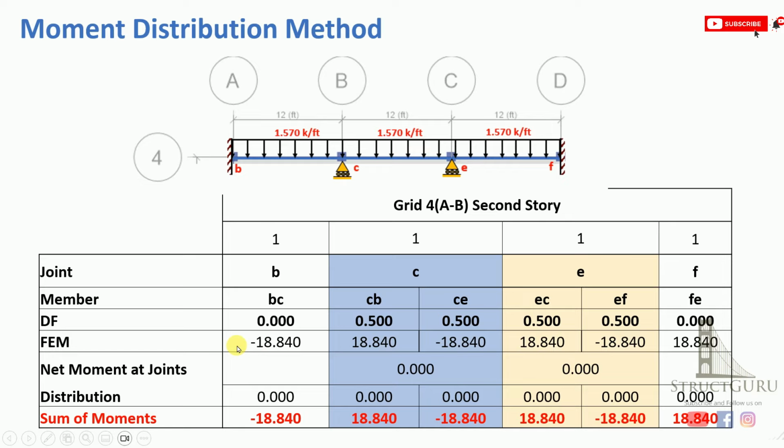Fixed end moments computed for all the joints are written accordingly. Now you need to write out the net moment at the joints. So the net moment at joints will be minus 18.84. No need to write here, because sometimes we have got different loadings along different spans. So in that case, the net moment will differ.